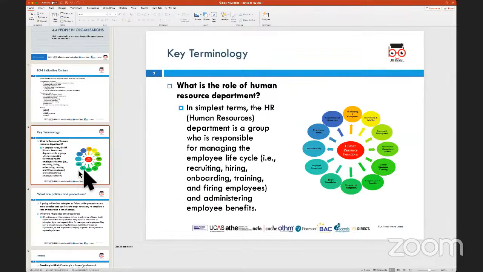So let's look at delving into some key terminology first. Now, how do we define HRM? There is a definition of HRM. And when we talk about HRD, so what is HRD? There is a subtle difference between the two. So when we talk about HRM and then we talk about HRD, there is a subtle difference between both of them. Can you think of what are the differences between the two? Any idea?